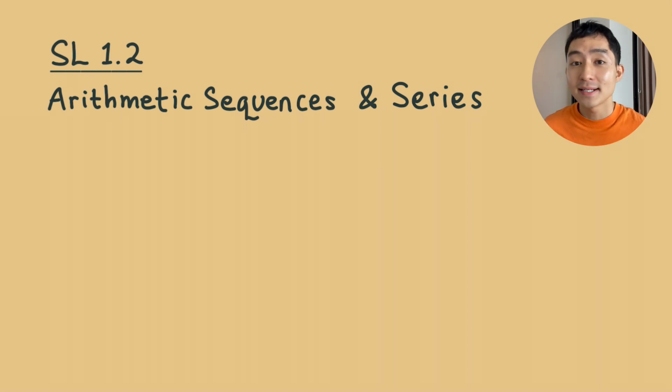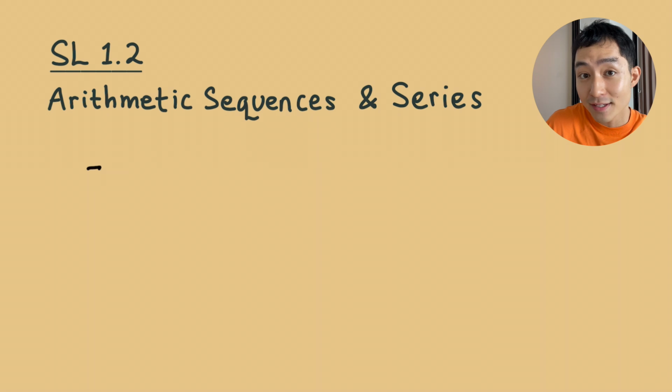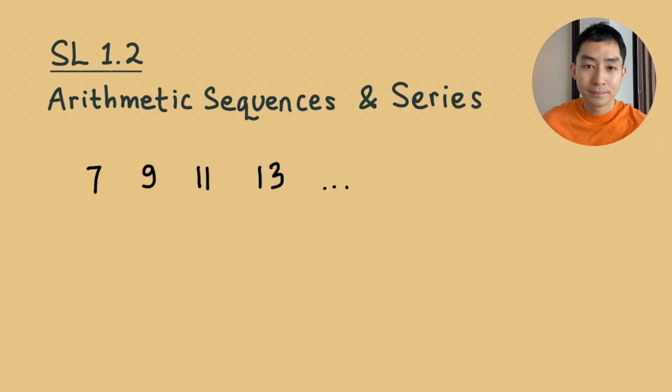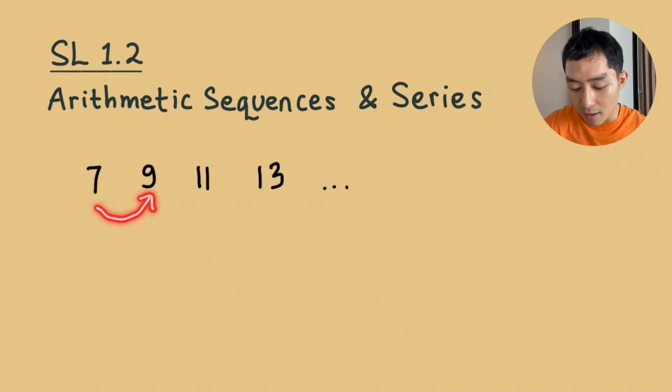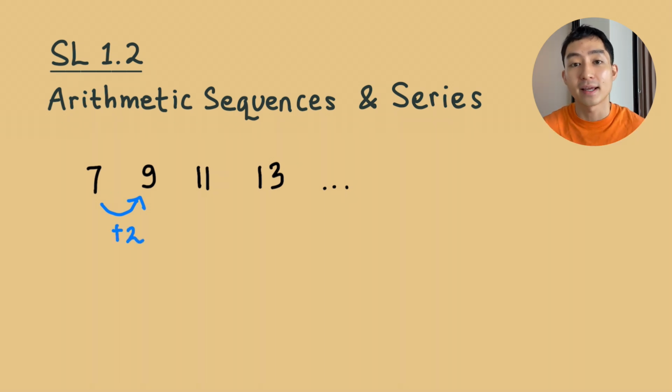Let me write some numbers and you can see whether there is a pattern between them. So let's say I start with 7, I jump to 9, I jump to 11, I jump to 13, and so on. Can you tell any pattern that you see from the number before to the number after? Well, you can see that each of them is an addition of 2 from the one before. So this pattern that is consistent in addition or subtraction, we call an arithmetic sequence.